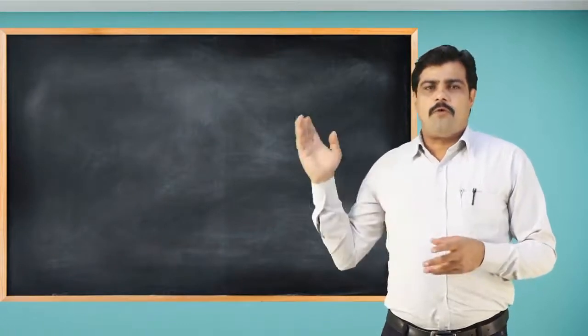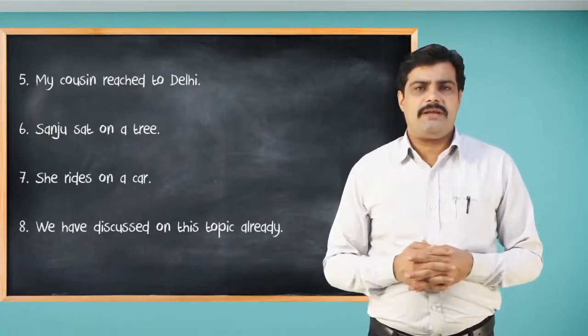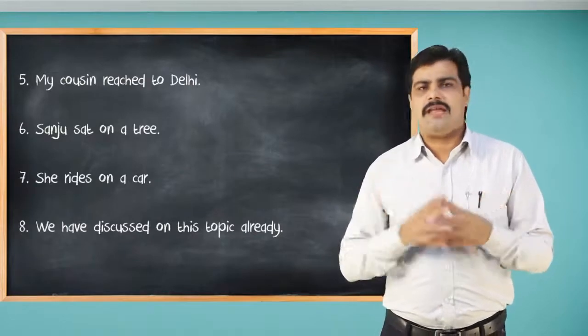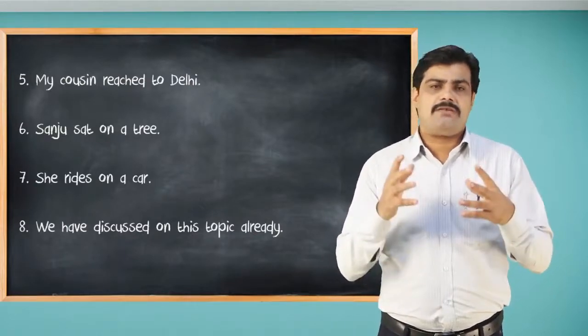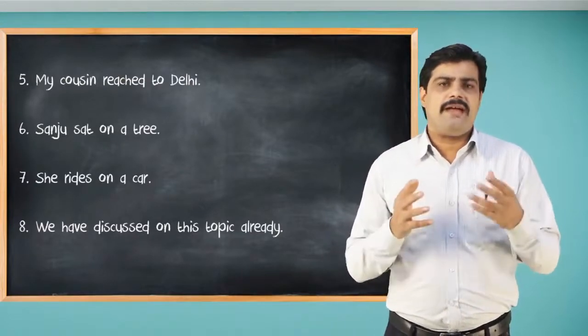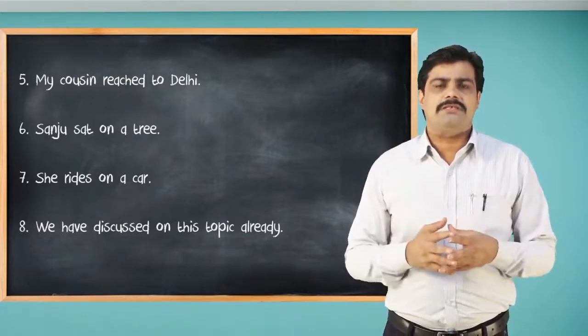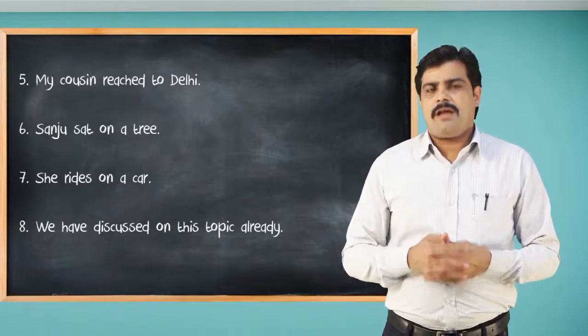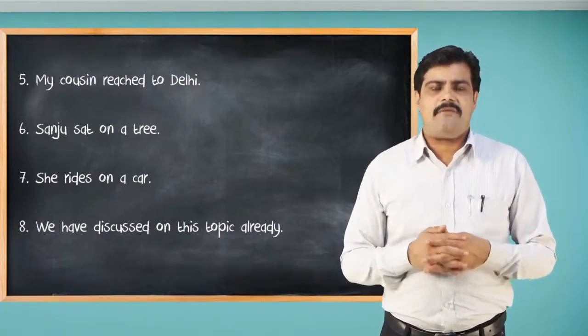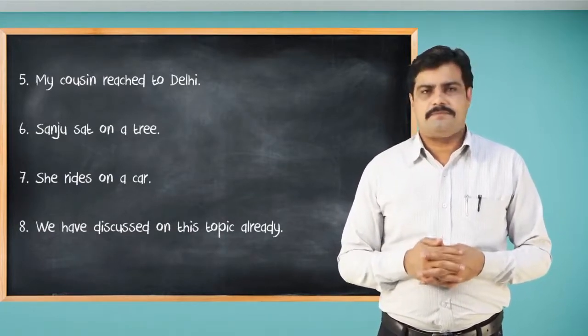Now there are 4 more sentences on the screen. My cousin reached to Delhi. Sanju sat on a tree. She rides on a car. We have discussed on this topic already. Now analyze these sentences and find the errors.